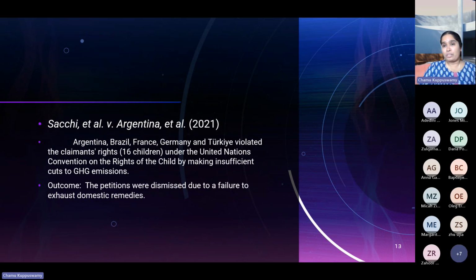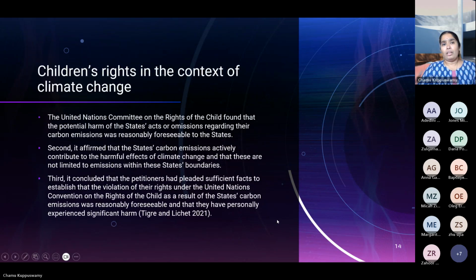So as we know in dispute resolution, you need to exhaust domestic remedies before you can come up before the United Nations, before an international forum. So domestic remedies were not exhausted. However, this is the evolving jurisprudence with respect to the Convention on the Rights of the Child. It clarified what children's rights are in the context of climate change.